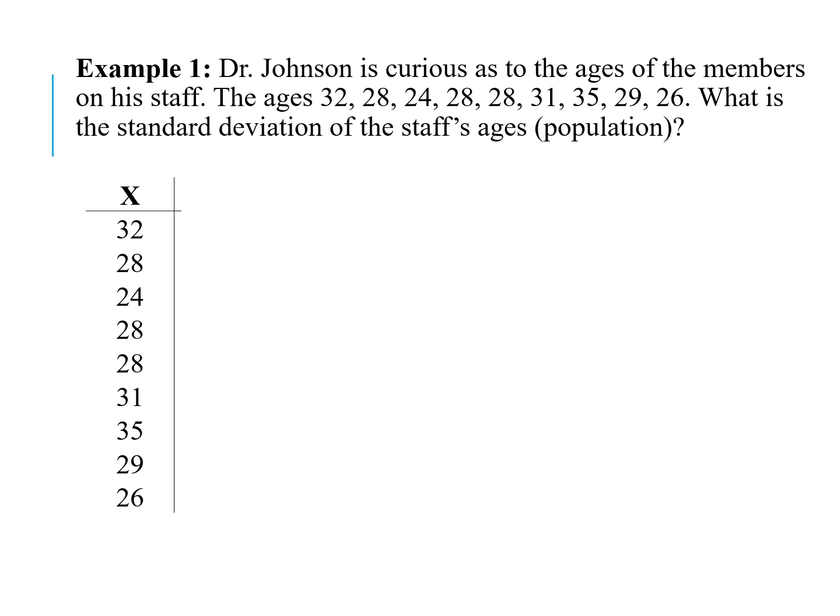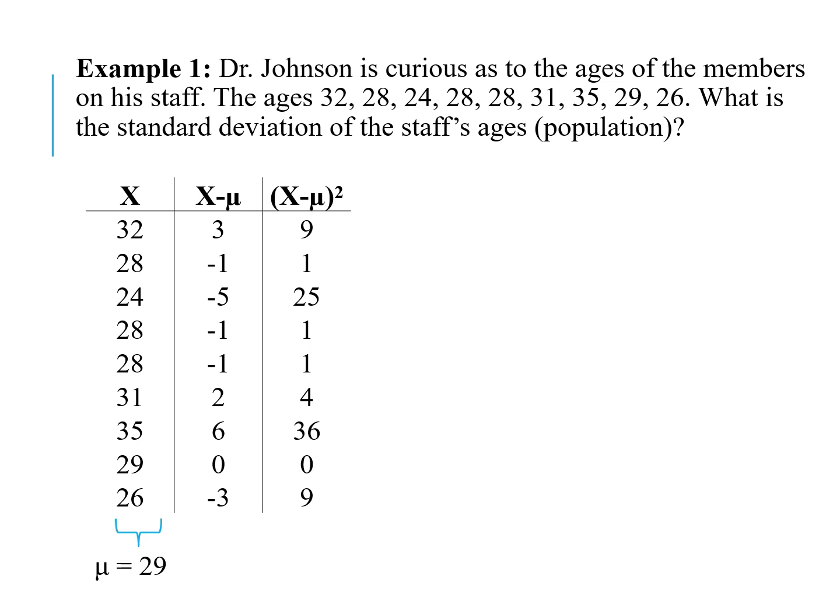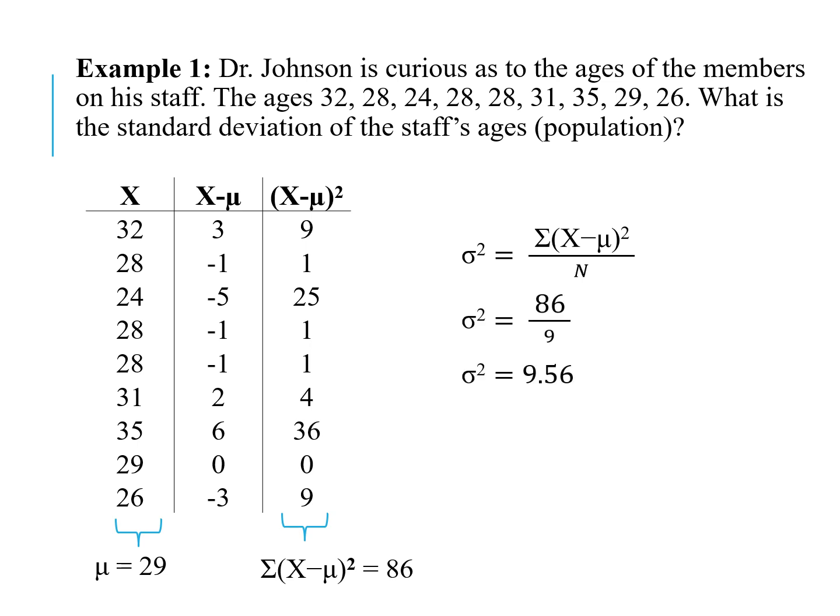First, let's put our scores into a table and calculate our average. The average in this case is 29. So we subtract 29 from each score and square it. We add up the squared scores, which equals 86. Then we select our variance equation. Again, this is a population, so we go with the population variance. Remember that this is the sum of squares divided by the total number of scores. So this is 86 divided by 9, which is 9.56. We take the square root of that and find that our standard deviation is 3.09.